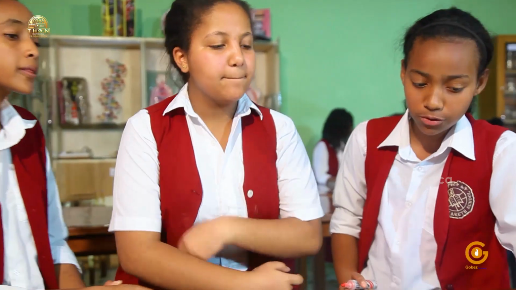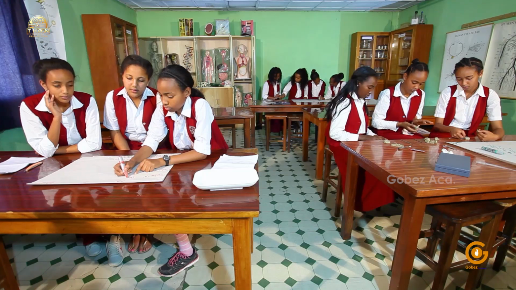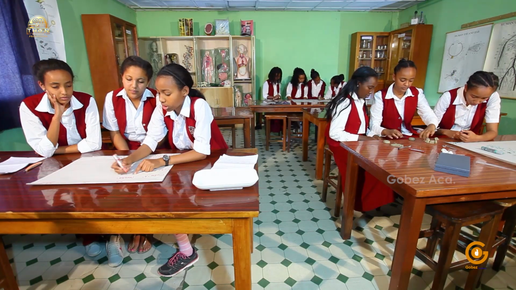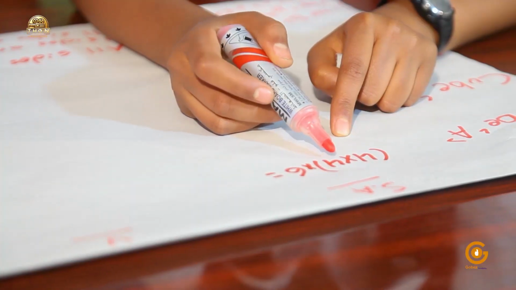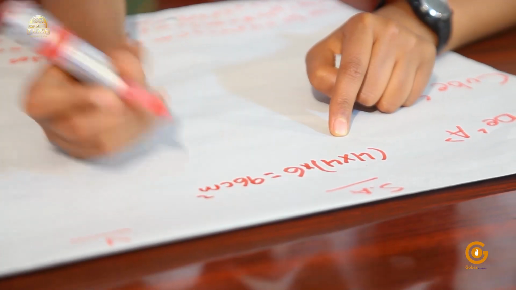As we have said before, cube A has sides of 4 centimeters, and since all its sides are equal, let's calculate the surface area of one side and multiply it by 6. That means 4 times 4 multiplied by 6, which is equal to 96. Yes, 96 centimeters squared.